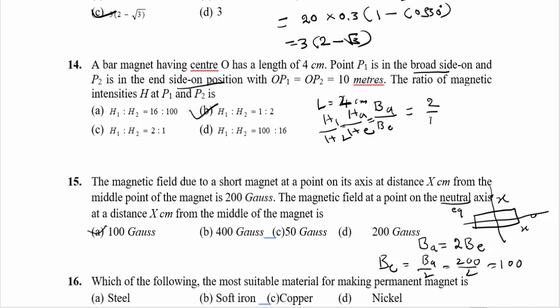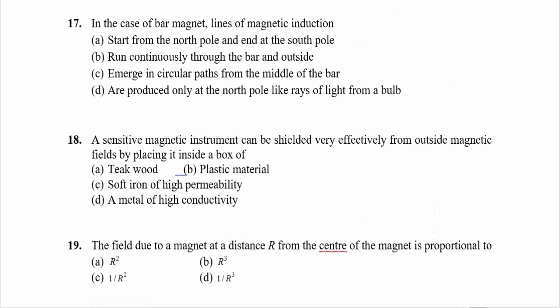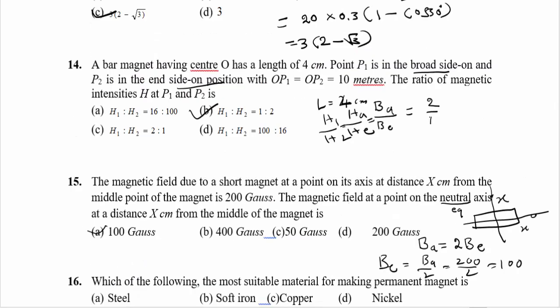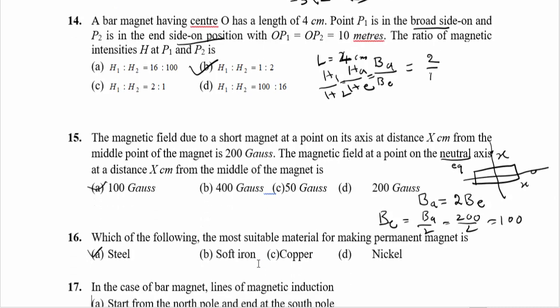Next question, 16th question. Which of the following is the most stable metal for making permanent magnets? For making magnets, which is the most stable metal? It is a very simple question. The most stable material for making permanent magnets is steel. Okay, so next question.